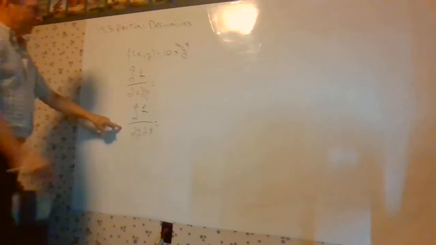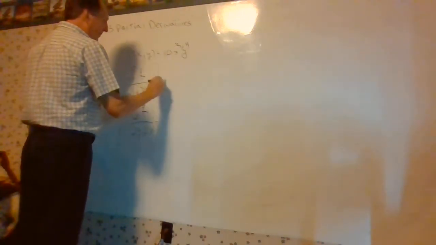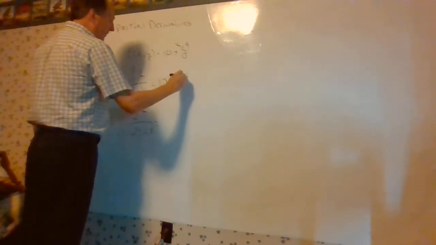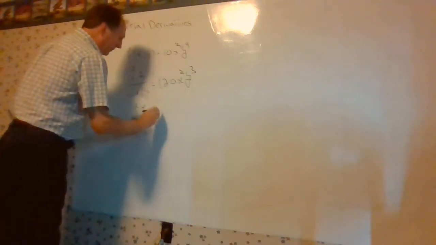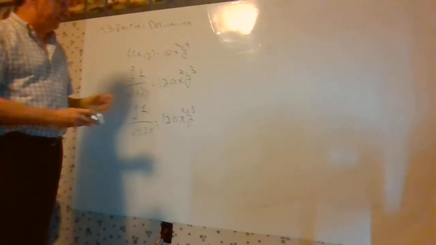And in both cases, we subtract 1, subtract 1. You can predict what the answer is. Guess what? 12 times 10, 120, x squared, y to the third. And 120, x squared, y to the third. It makes perfectly good sense for polynomials, but it's true for virtually every other function as well.